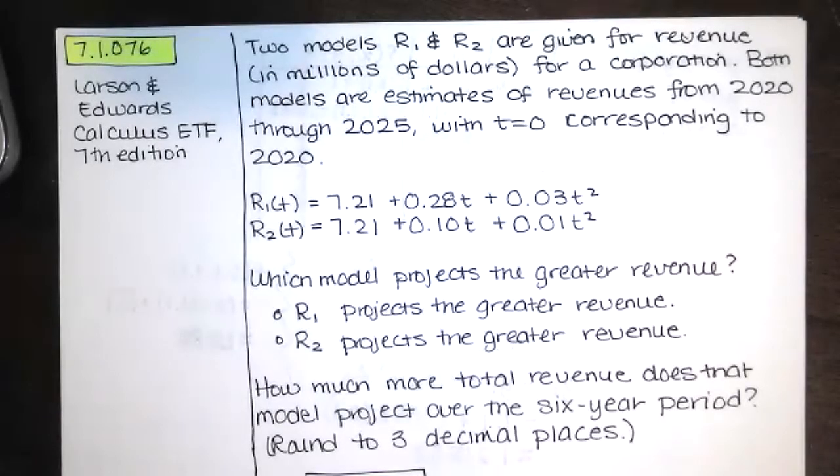This video covers problem 7.1.076 from the Larson and Edwards Calculus Early Transcendental Functions text, 7th edition. The problem statement says that we're given two models, R sub 1 and R sub 2, and they're given for revenue in millions of dollars.